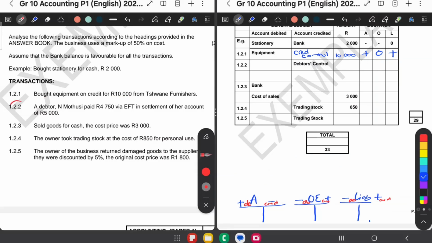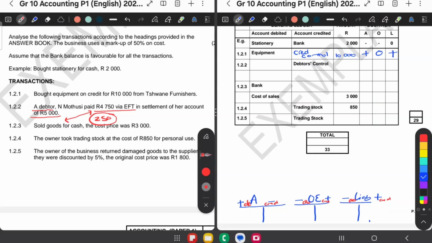Okay, let's look at our next adjustment, 1.2.2. It says a debtor, Motusi, paid us 4,750 via EFT. So that's cash, in settlement of an account. But the account was for 5,000 Rand. So 2 things happened here. A debtor paid us and we allowed a discount, because there's a difference between these 2 amounts. That difference is 250. That 250 is the discount we allowed.